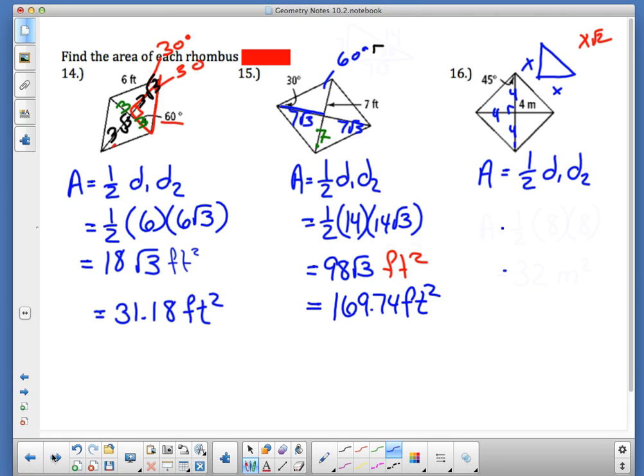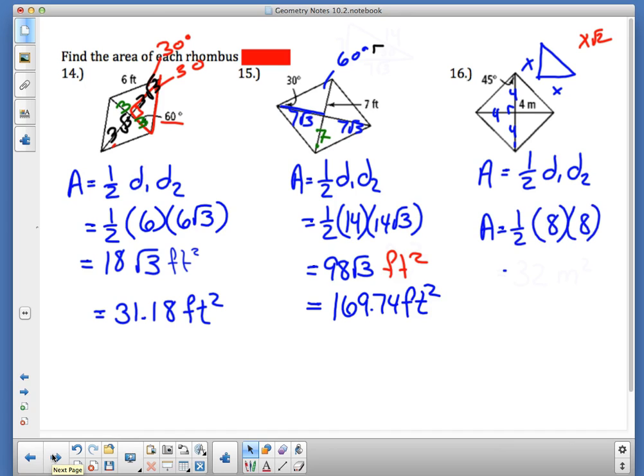And people are like, how do you know? Because the diagonals are the same. 4 plus 4 is 8. Since the diagonals are the same, that qualifies as a rectangle. A rectangle with diagonals that are perpendicular is a square. So now, I pop that in and get 8 times 8, 64, divided by 2 is 32, done, meters squared.